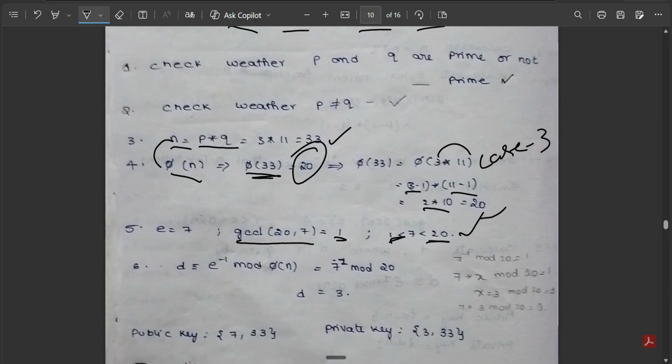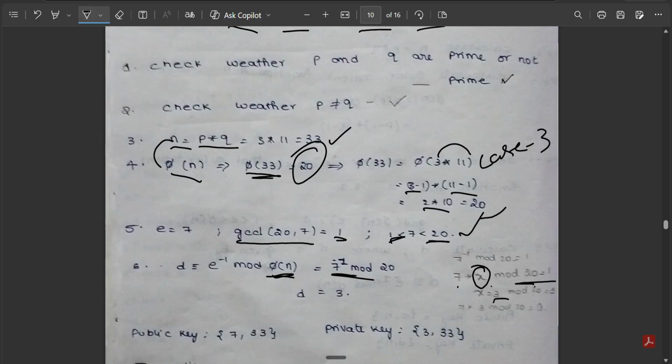So d is equal to e inverse mod Euler totient function of n. What is the value of e? 7 inverse mod 20. So how are we going to find the inverse mod? Here you can see, 7 into x mod 20 is equal to 1. So what will be the x value such that when you multiply it with 7 and take mod 20, you get the value 1? Here in our case the x value will be 3.